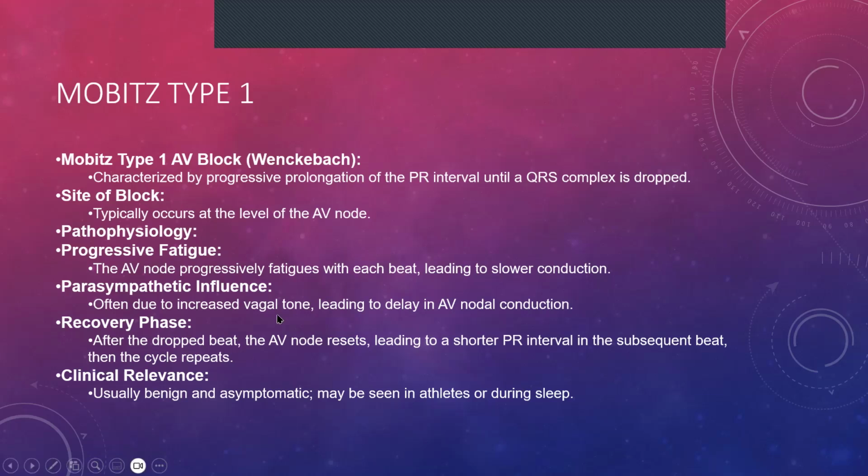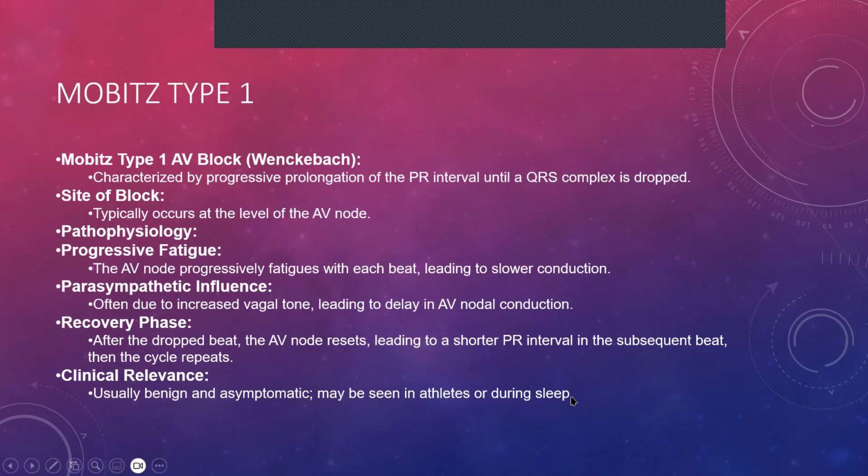Okay, so you can have parasympathetic influence due to the vagal tone, which can also lead to a delay in AV nodal conduction. So what happens is after the beat is dropped, the AV node resets. And that's why you start getting the shorter PR interval again. And then eventually it just goes on, and it just elongates and eventually drops as well. And it's usually benign and asymptomatic. However, in our patient, 86-year-old presenting with generalized weakness, if you've excluded other things, so for example, renal function is fine, no subclinical infections, no electrolyte imbalances, and she's got this, then of course it's not benign. This is probably something that's going to progress into a worse block, a type 2 block or even a complete heart block, right?